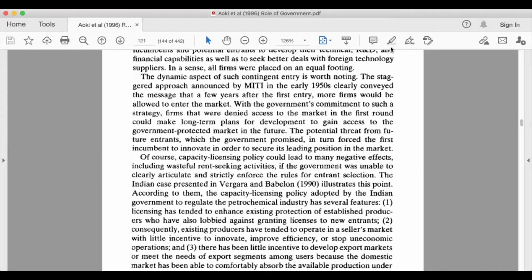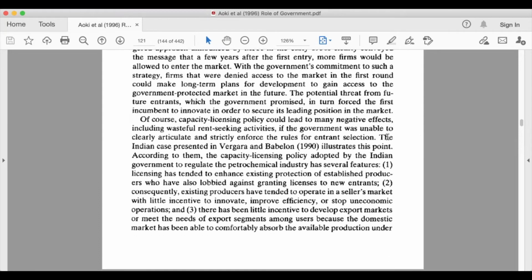For instance, the staggered approach announced by MITI in the early 1950s clearly conveyed the message that a few years after the first entry, more firms would be allowed to enter the market. With the government's commitment to such a strategy, firms that were denied access to the market in the first round would make long-term plans for development to gain access to the government-protected market in the future. The potential threat from future entrants, which the government promised, in turn forced the first incumbent to innovate in order to secure its leading position in the market.